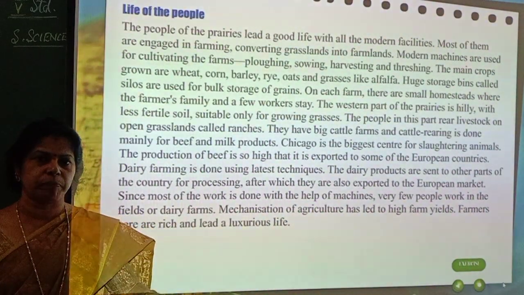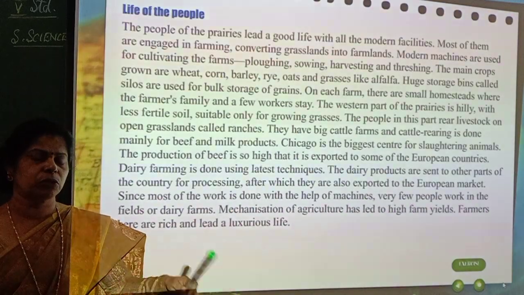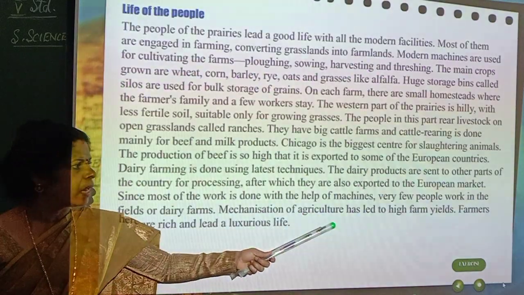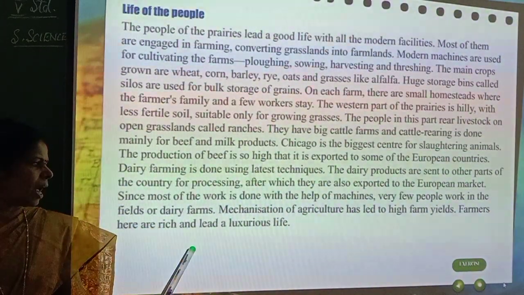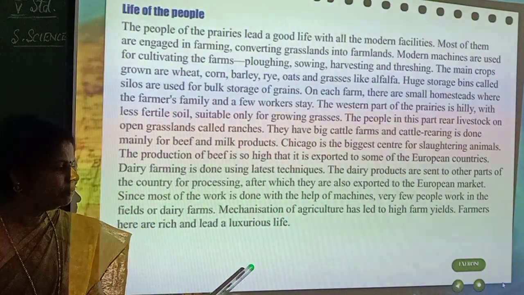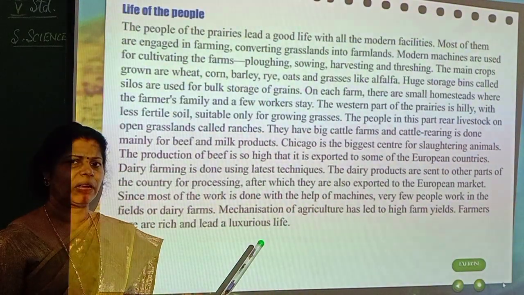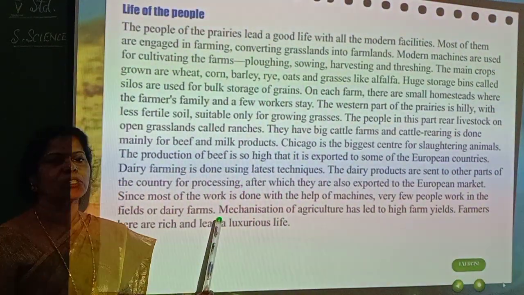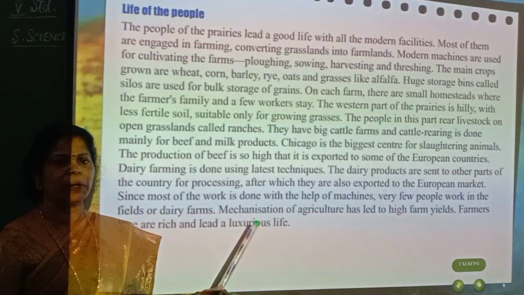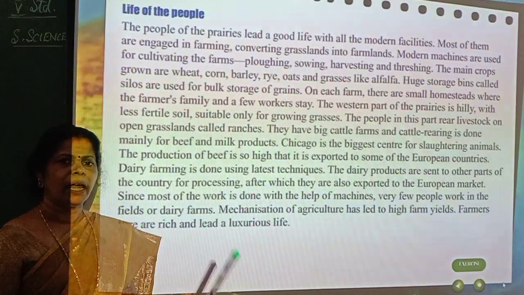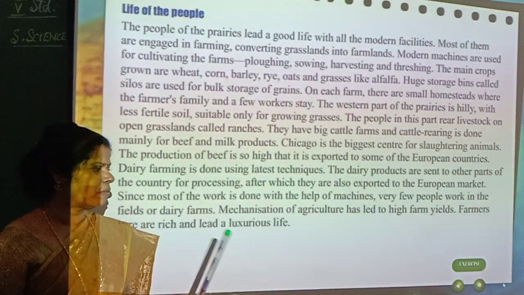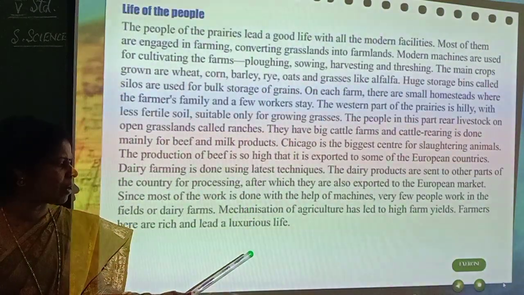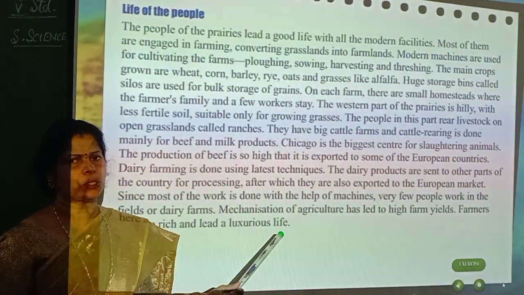You don't have to work so much manually. Everything is done by machines using technology. So you get more and more crops there. Farmers here are rich and lead a luxurious life. Normally farmers do not have a luxurious life. But in these prairies, what is happening? Farmers are leading a luxurious life because they are the ones who cultivate the crops, and then dairy farming, everything is done by farmers. So whatever they earn, they use for themselves. So they are very rich and lead a luxurious life.